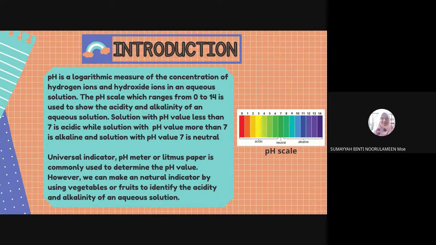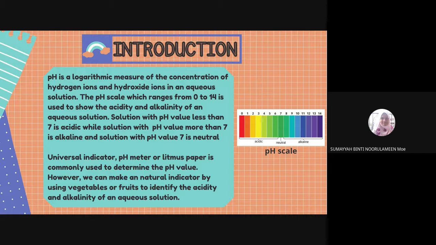Introduction. pH is a logarithmic measure of the concentration of hydrogen ions and hydroxide ions in an aqueous solution. The pH scale, which ranges from 0 to 14, is used to show the acidity and alkalinity of an aqueous solution. A solution with a pH value less than 7 is acidic, while a solution with a pH value more than 7 is alkaline, and a solution with a pH value of 7 is neutral.